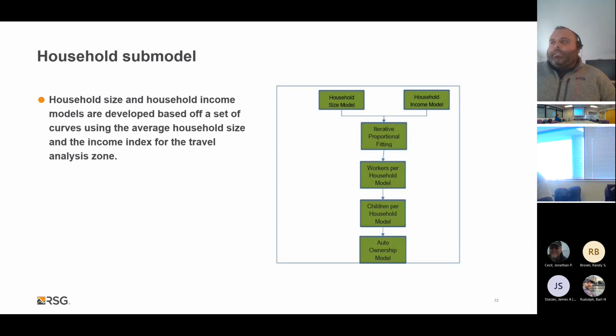And the AMATS model has a fairly sophisticated household submodel. The household submodel essentially generates household size and household income based off a set of curves using the average household size and what's called the income index for the travel analysis zone. So the income index is the ratio of the average zonal income to the average regional income. And from there, we can plot what the household income and household size characteristics are going to be for any given zone.